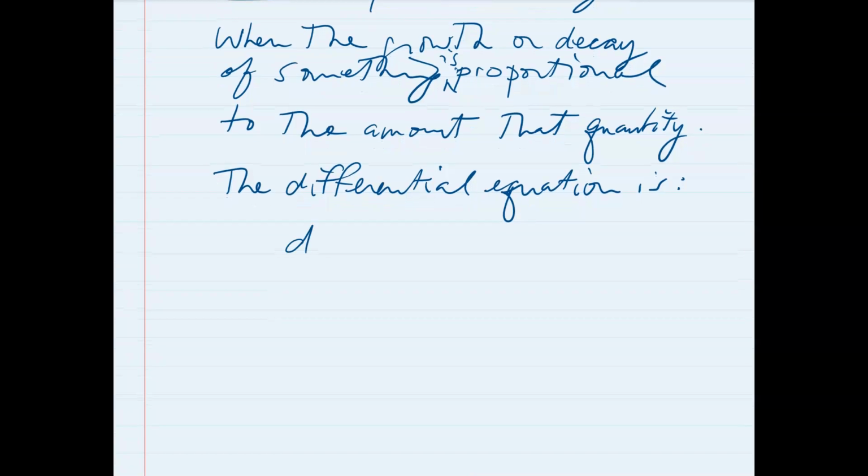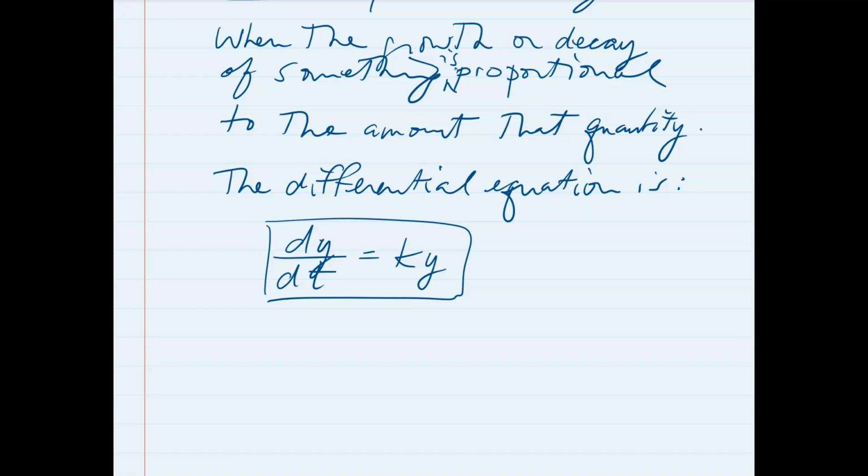If y is our amount, our quantity, and we want to know how it changes with respect to time, we say dy/dt, the rate of change of y with respect to time, is equal to some proportionality constant k times y, the amount of that quantity. And there it is. The law of exponential growth and decay comes from the solution of this differential equation.